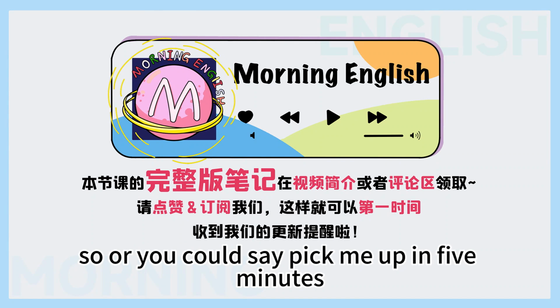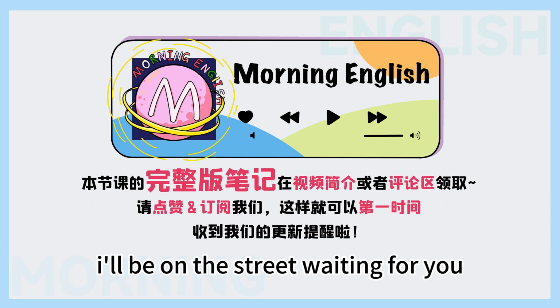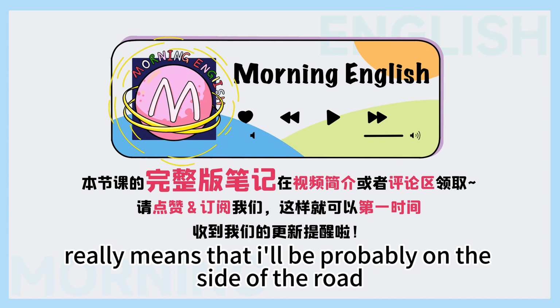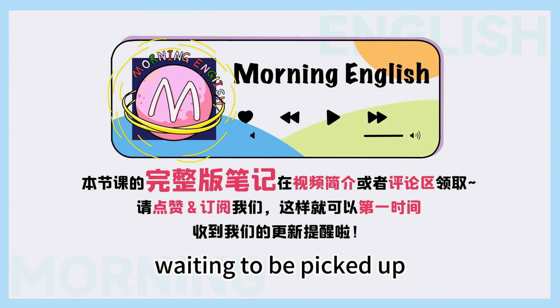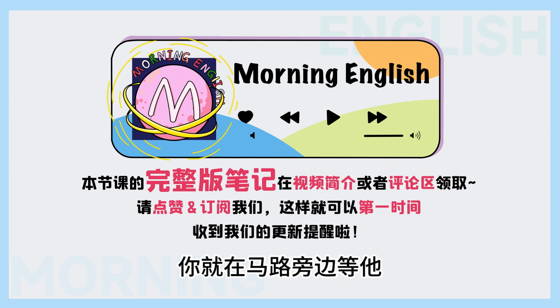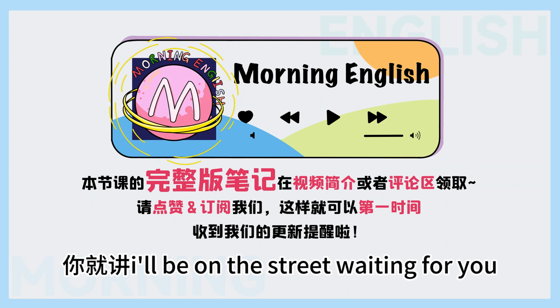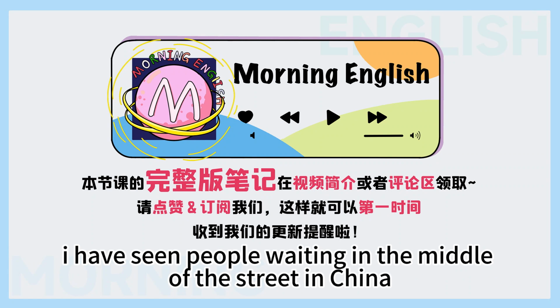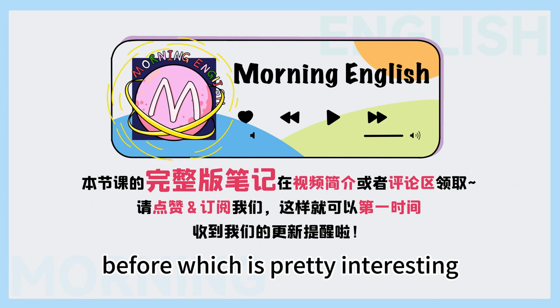Or you could say, pick me up in 5 minutes, I'll be on the street waiting for you. This really means that I'll be probably on the side of the road waiting to be picked up, not actually in the middle of the street. 你不会站在马路中央去等他，你在马路旁边等他。这个时候你就讲 I'll be on the street waiting for you. Although I have seen people waiting in the middle of the street in China before, which is pretty interesting.